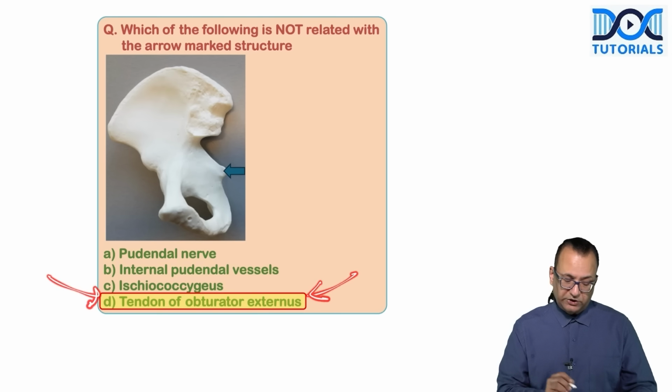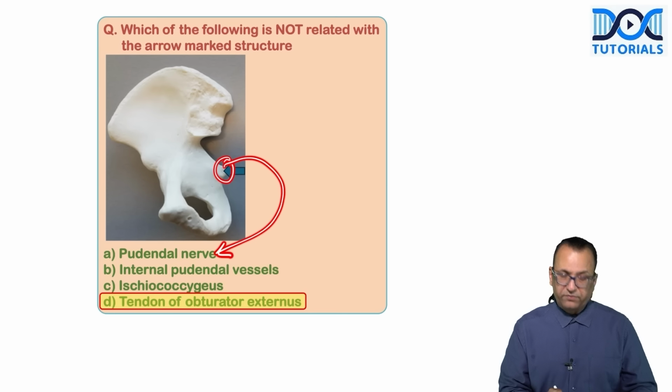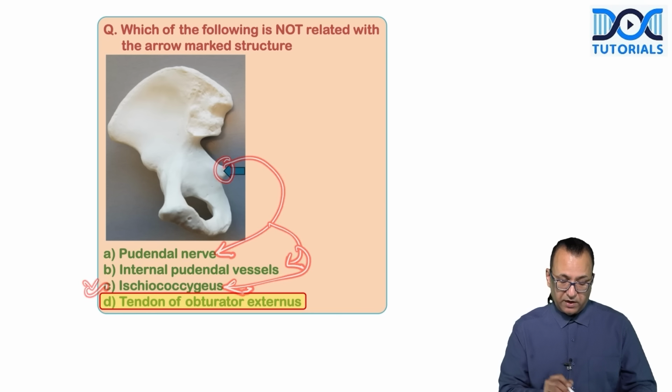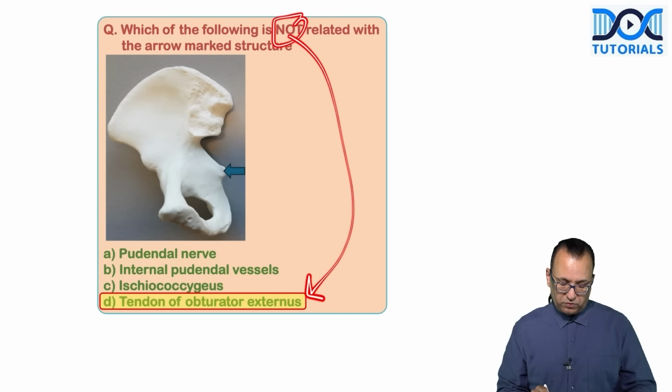So is the ischial spine related to pudendal nerve? Of course, pudendal nerve, internal pudendal artery and vein, and also coccygeus muscle, which is also called ischio-coccygeus, but it is not related to tendon of obturator externus. Choice number D is the answer.